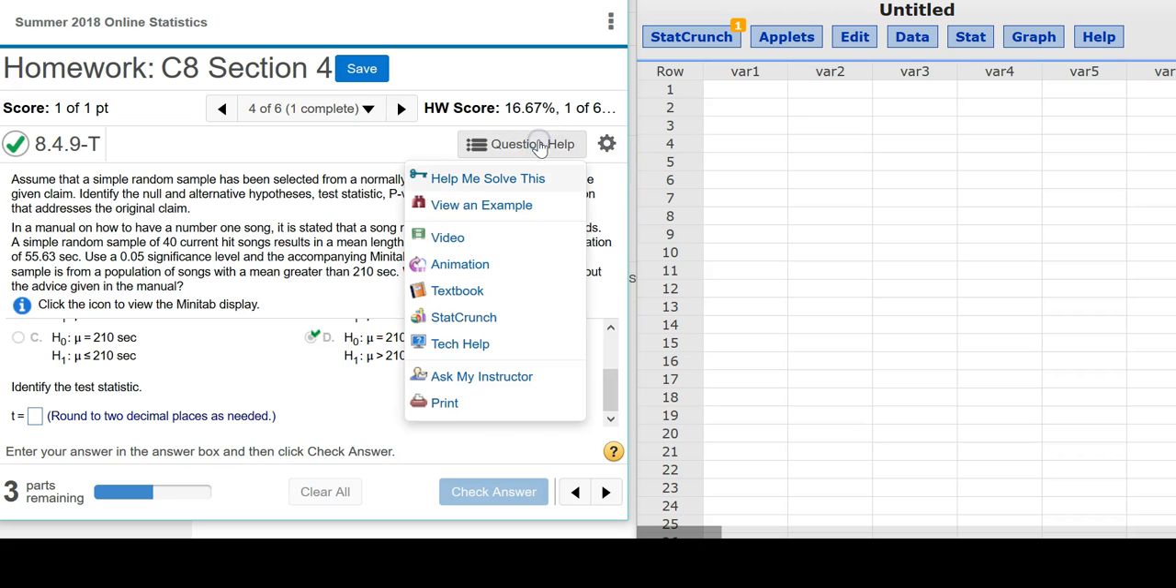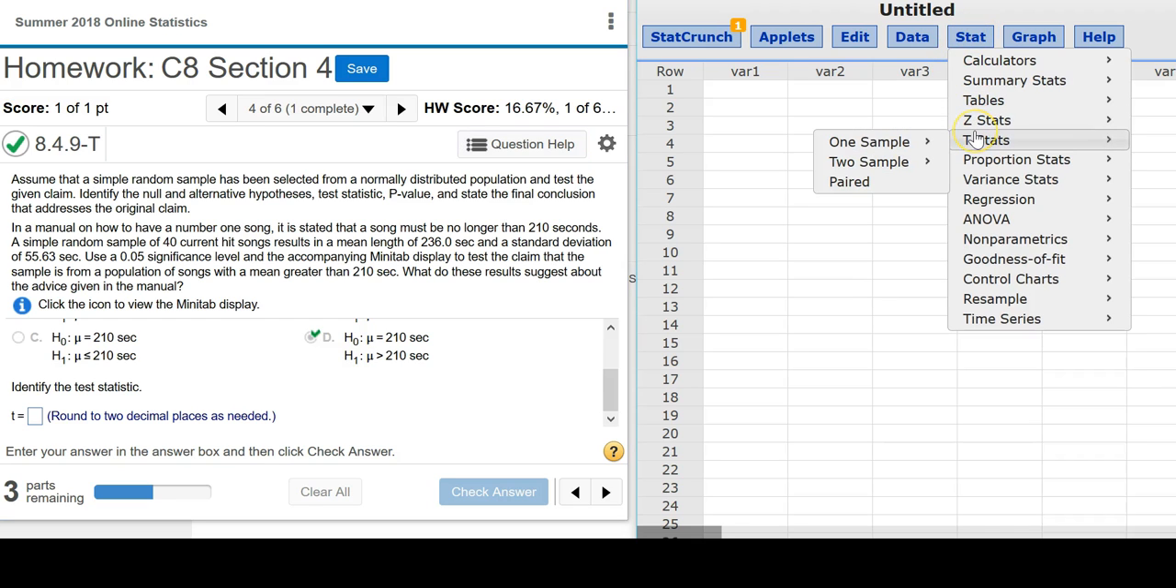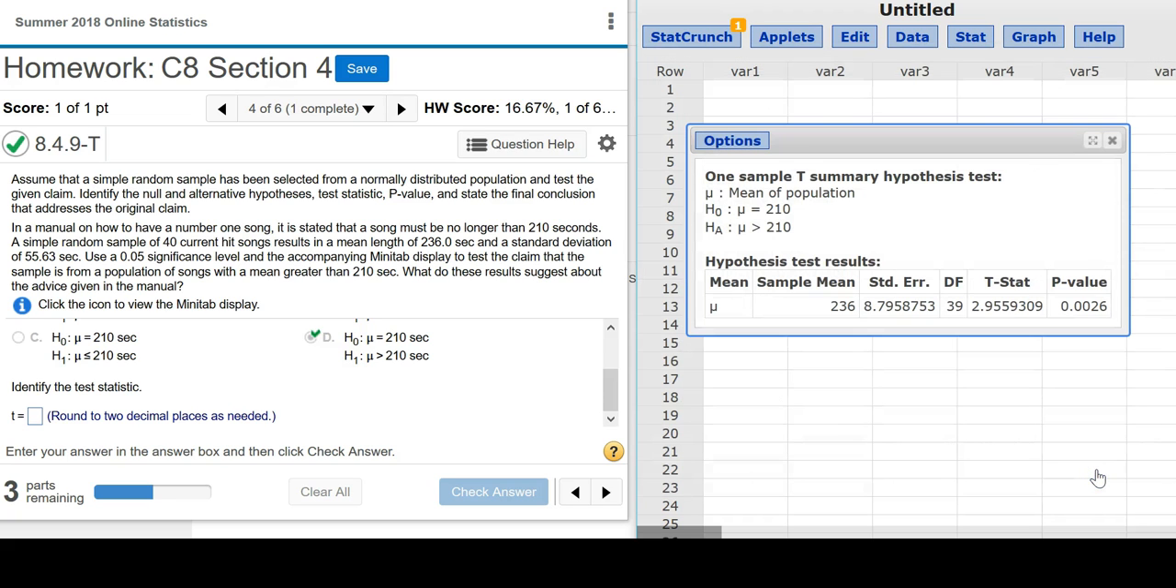So again, under Question Help, you would open up StatCrunch. You would go into Stat, and now you're doing a t-test with 1 sample with the summary. So from that summary, they tell us that the sample mean is 236 seconds, and the sample standard deviation is 55.63 with a sample size of 40. Again, I need this piece right here to match what we marked in D. So our mean was 210, and our alternative is greater than. So we're going to click Compute, and we're going to get our test statistic and our p-value.